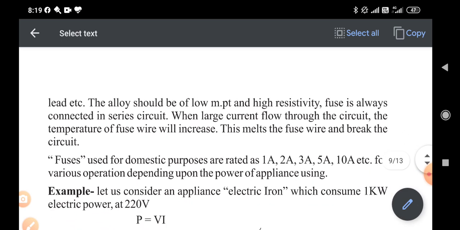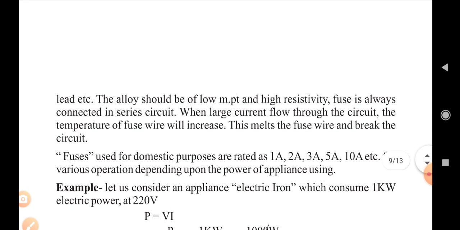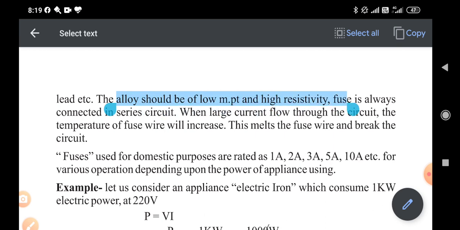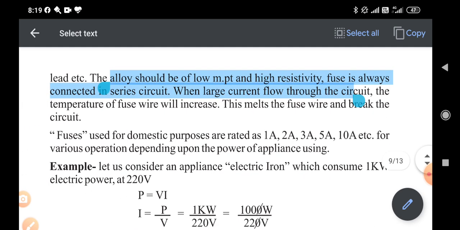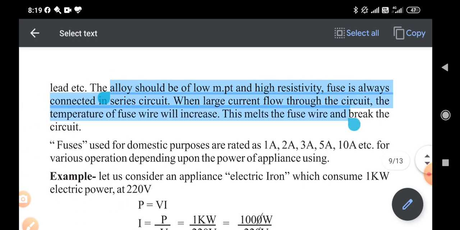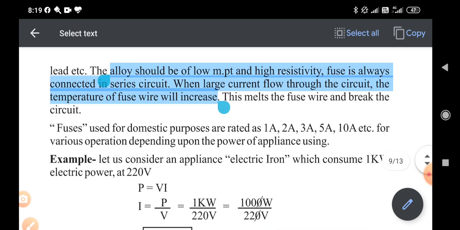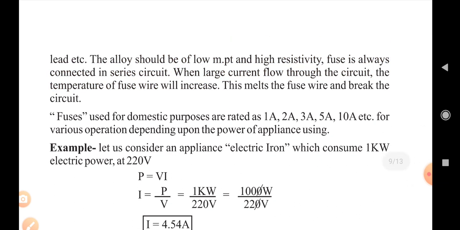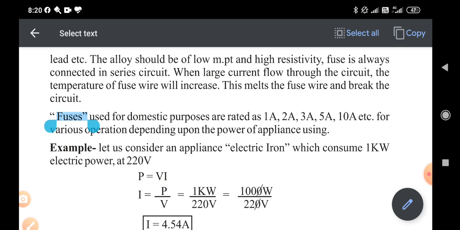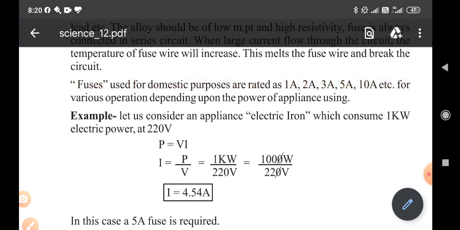A fuse is always connected in series connection. When a large current flows through the circuit, the temperature of the fuse wire will increase. This melts the fuse wire and breaks the circuit. Fuses used for domestic purposes are rated as 1 ampere, 2 ampere, 3 ampere, 5 ampere, 10 ampere, etc. for various operations depending upon the power of the appliances used.